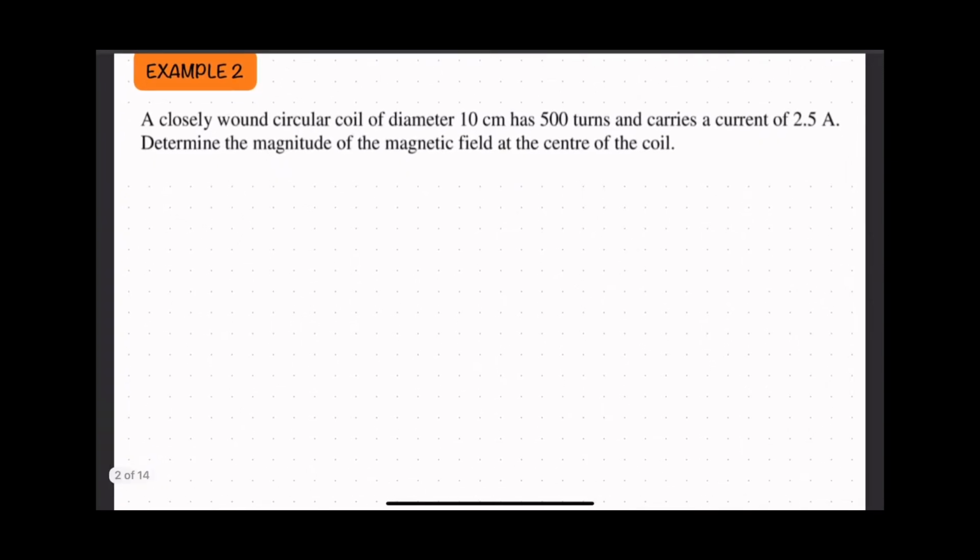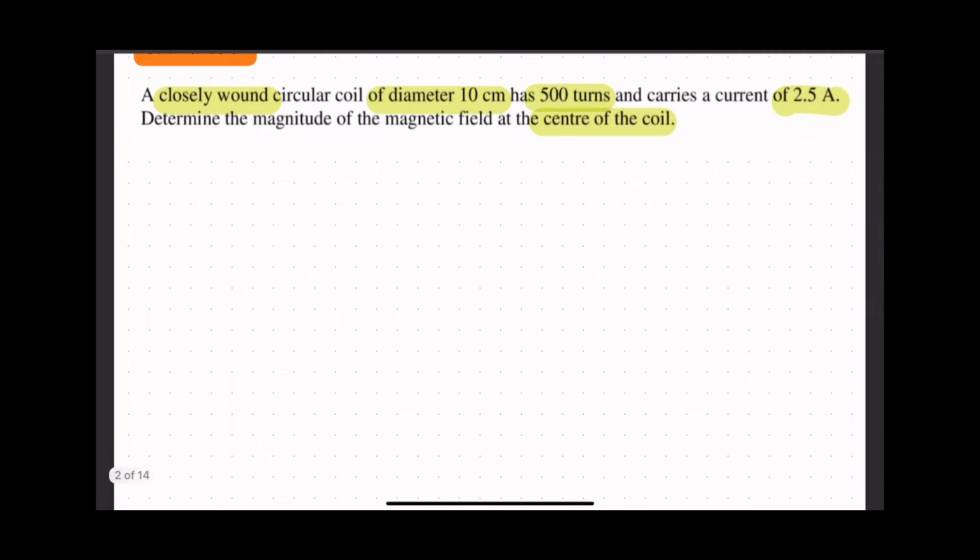Example 2. A closely wound circular coil of diameter 10 cm has 500 turns and carries a current of 2.5 ampere. Determine the magnitude of the magnetic field at the center of the coil. Okay, so dia nak suruh cari magnitude saja, jadi tak perlu guna direction. Okay, how to determine this?